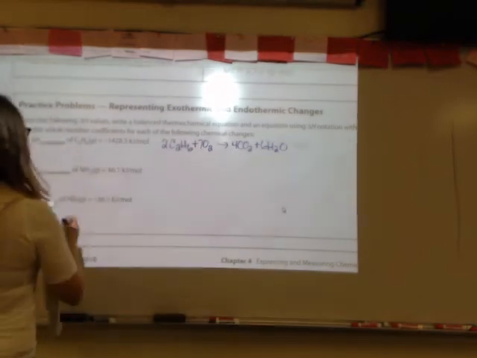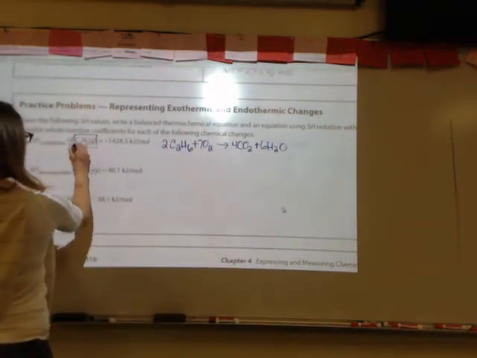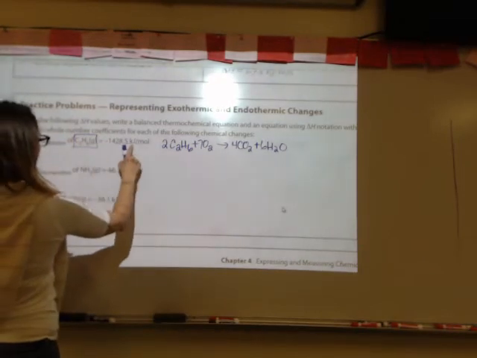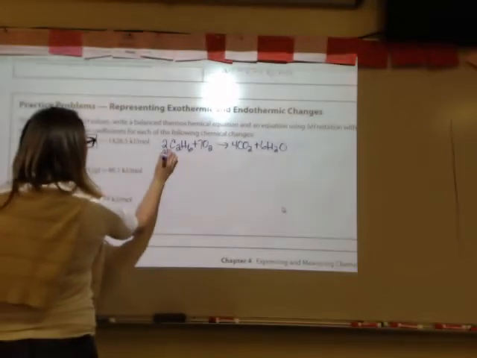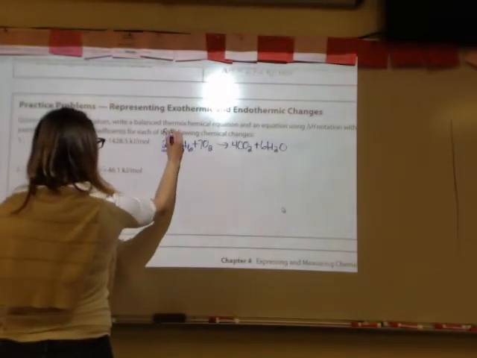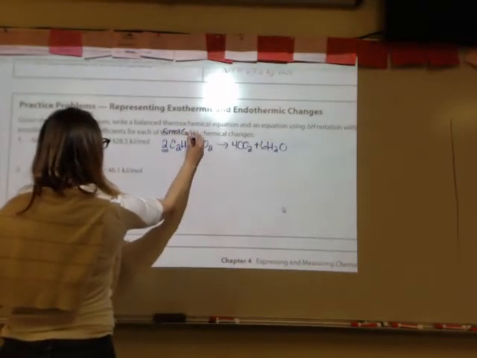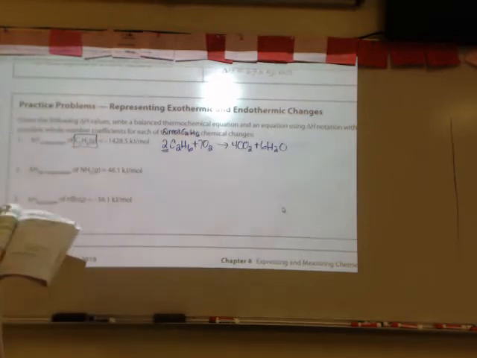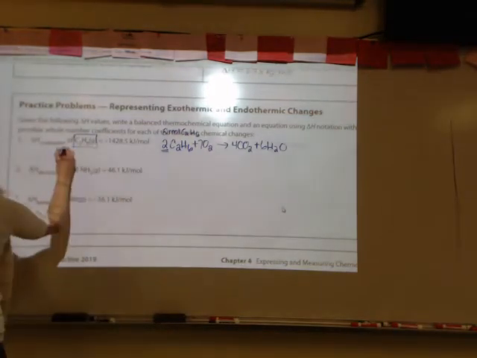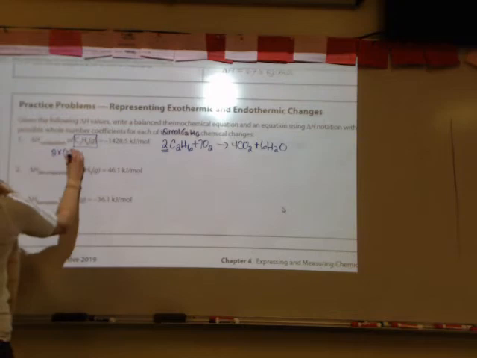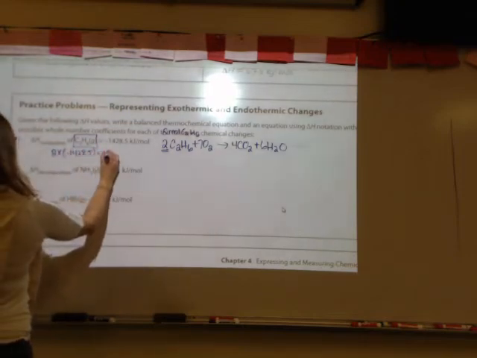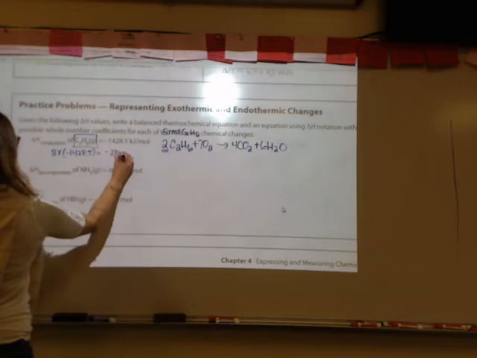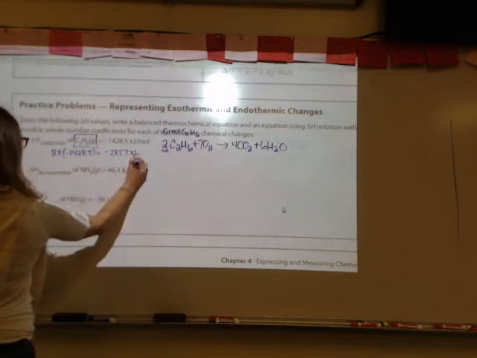Now, let's look at our C2H6. This delta H is kilojoules per 1 mole of C2H6, but I have 2 moles of C2H6. So what does that mean? That means that you need to multiply this value by 2 to give you 2857 kilojoules per mole.